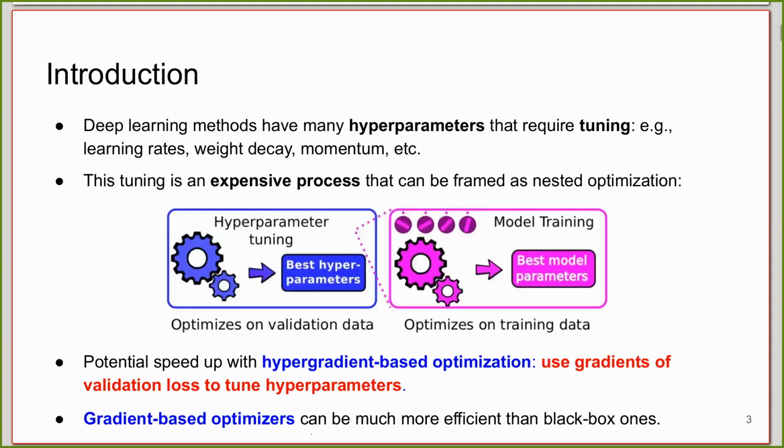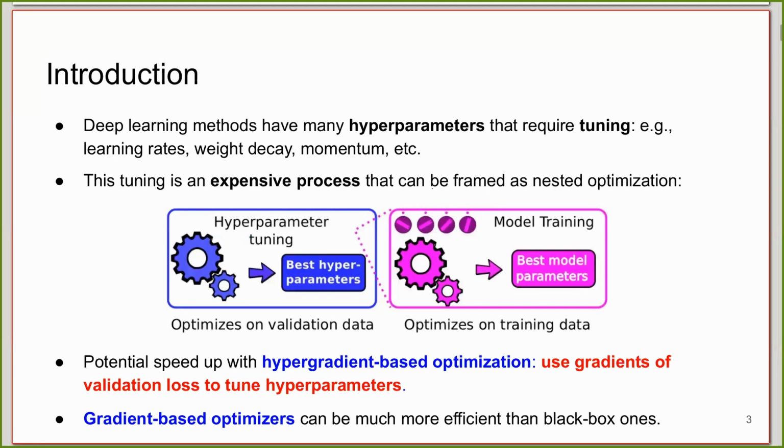So let's start. We're interested in tuning hyperparameters. Hyperparameters appear in almost any machine learning method. Neural networks have tons of hyperparameters: learning rates, regularization parameters, weight decay, momentum, and many others. And tuning these hyperparameters is usually expensive.